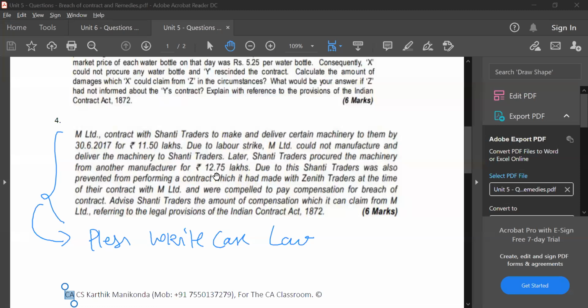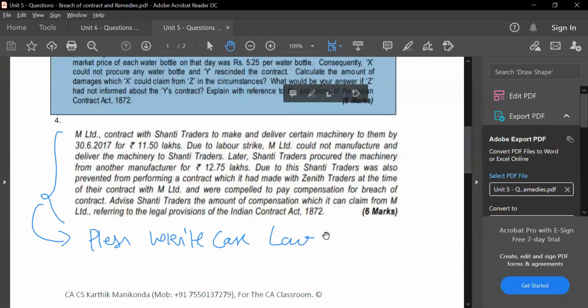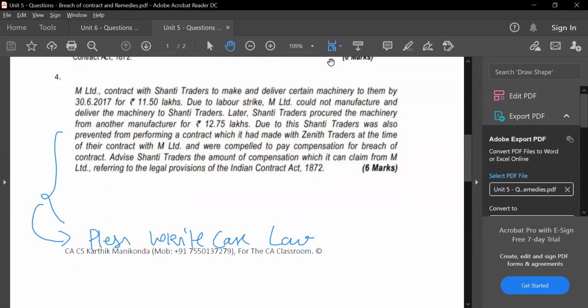Now, what is the concept for this question? The concept is normal general damages. Because of you, I have lost 1.25 lakhs by paying extra. So you will have to claim general damages. That's all. Next.